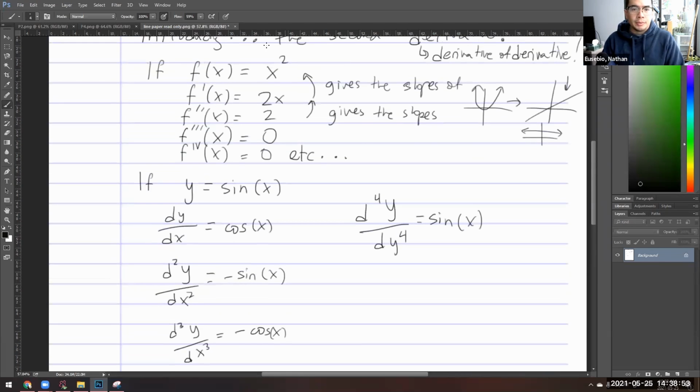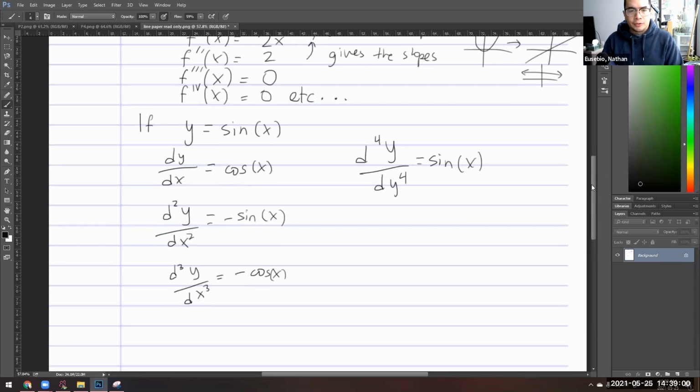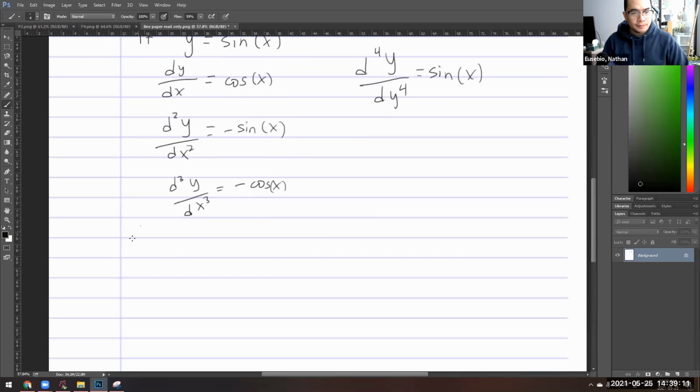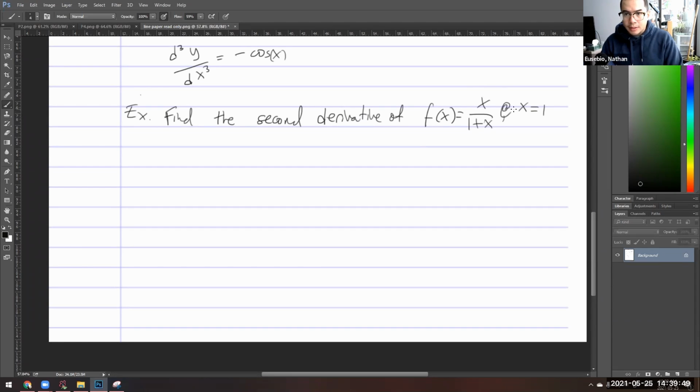Whereas for polynomials, the degrees just keep going down until there's nothing left really to take derivatives of. For trigonometric functions, it's a little interesting. You might have some fun patterns there, some fun loop the loops. So that's interesting. Let's do an example. Find the second derivative at x equals 1, I should say.